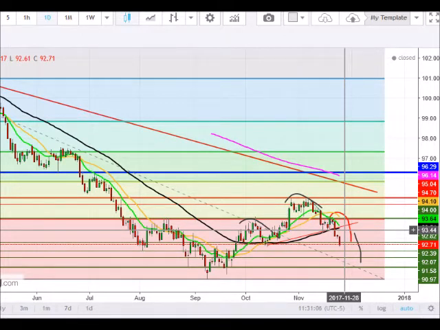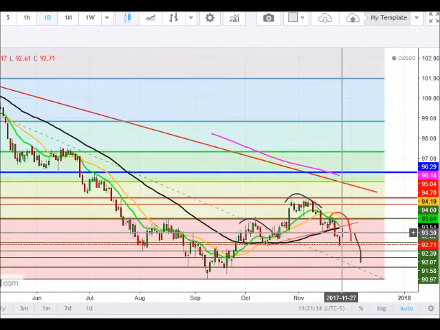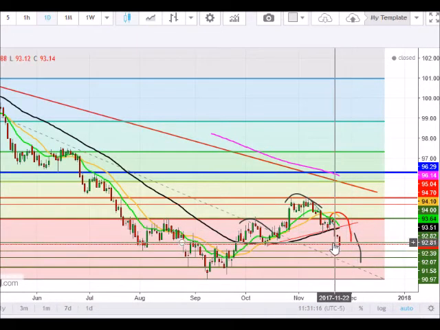If we do happen to break 93, that's just going to be an extension to maybe, and I stress that, maybe to about 93.30, 93.40, but that's less likely. I give that maybe a 20% chance of happening.